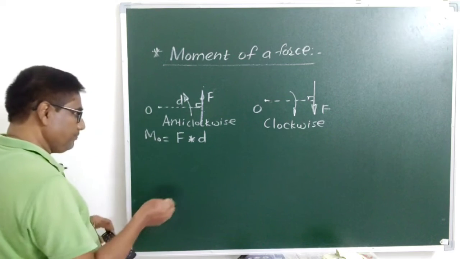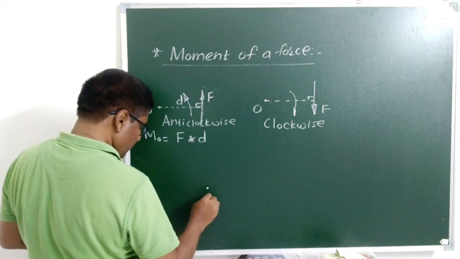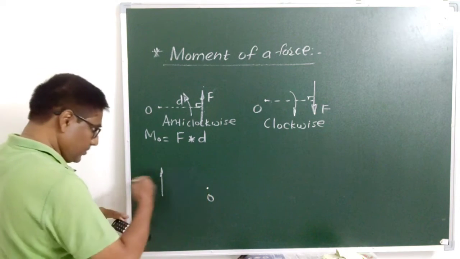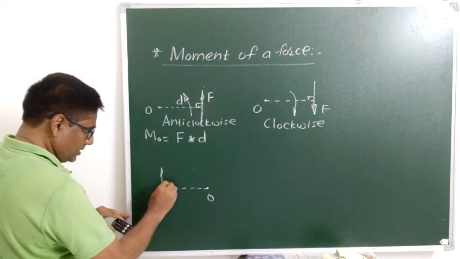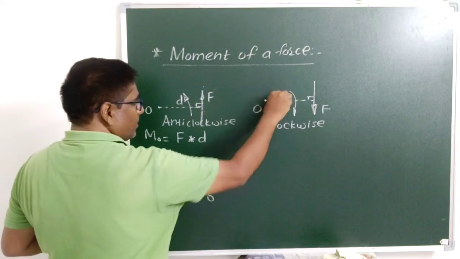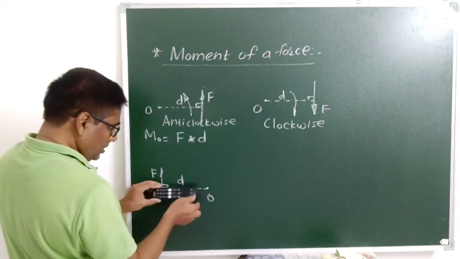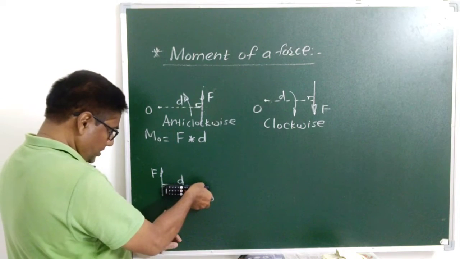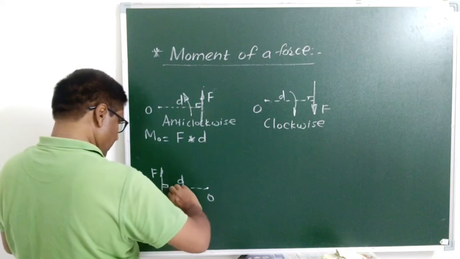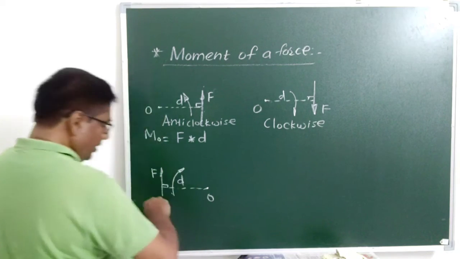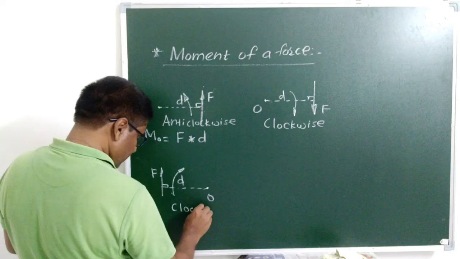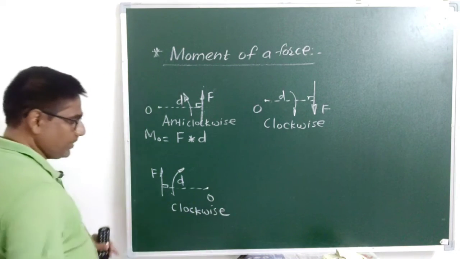Now, the third case is: point is here and force is acting upward, that is towards left of this given point. This is perpendicular distance. Now, keeping this point fixed, apply upward force at the other end. This is trying to rotate this arm in clockwise direction. Therefore, this type of force will produce clockwise moment.